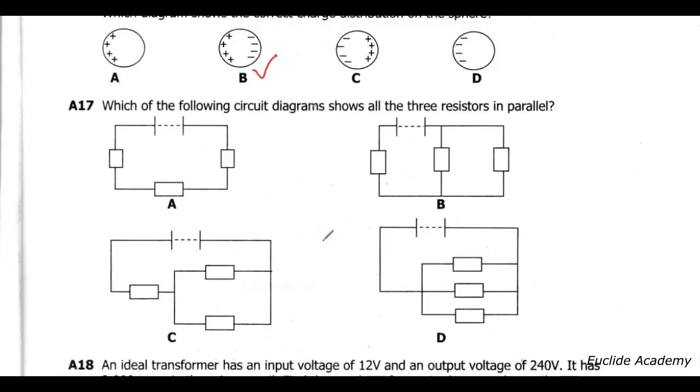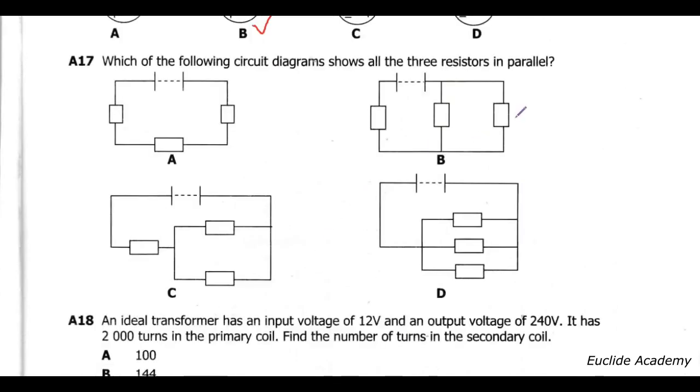Which of the following circuit diagrams shows all the three resistors in parallel? So in parallel, we have this is in series. Not all of them are in parallel.